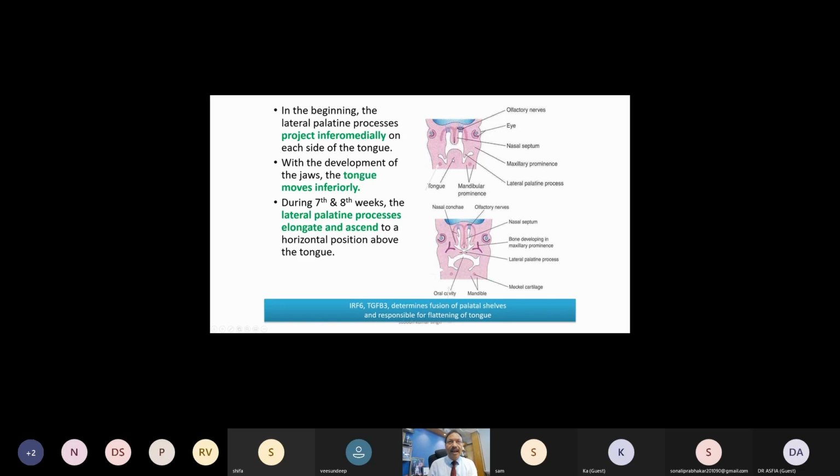So this is the tongue. And as the head extends, these lateral palatine processes move up and they also join with the nasal septum here. So the tongue is going down, the lateral palatine processes are going up, from vertical they become horizontal, and they join the nasal septum. And that's how the oral cavity is separated from the nasal cavity. And the two nasal cavities are separated because the septum unites with the lateral palatine processes.